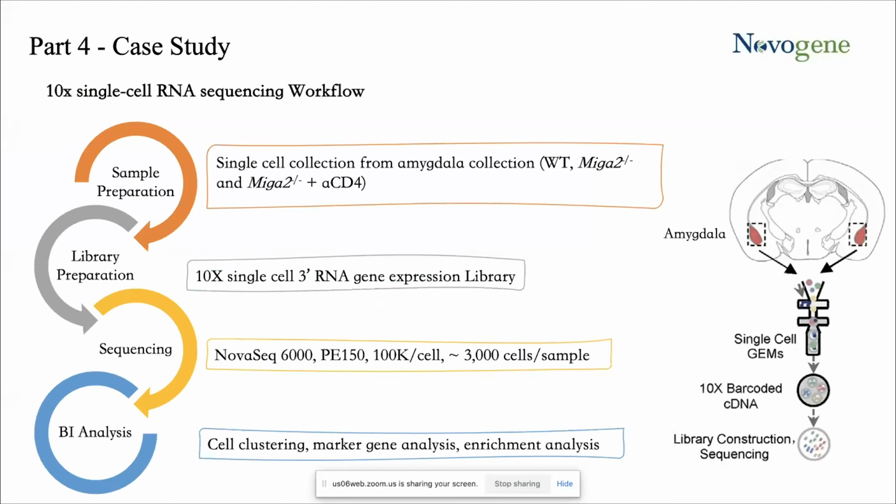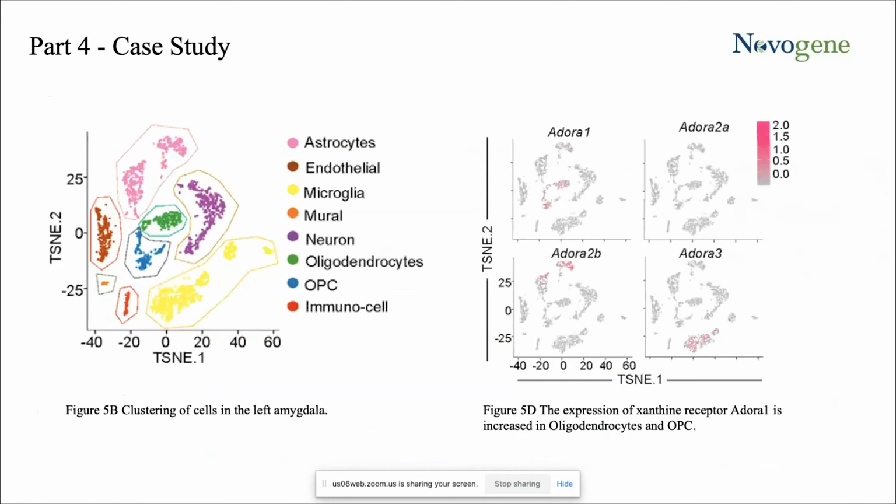To address this question, they isolated single cells from the left amygdala of wild type and a genetic model of anxiety and subjected them to single-cell RNA sequencing. In the left figure, the authors show that cells from the left amygdala can be nicely grouped into 8 clusters on a t-SNE plot. Prior to this experiment, the authors had already demonstrated that a biological molecule called xanthine from T cells is linked to stress-induced anxiety.